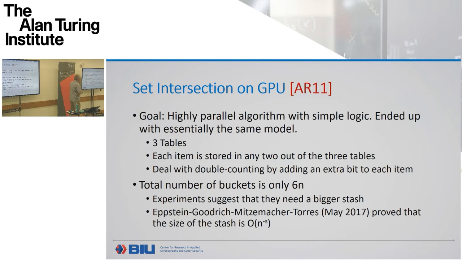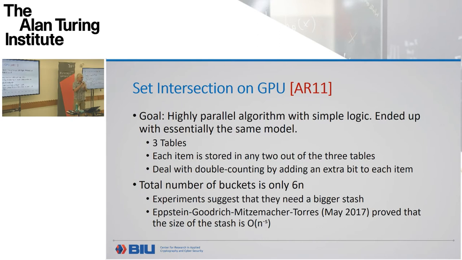Now, there's another related work which we heard about recently. This is also work of Rasmus Pagh and a student. They were trying to do intersection with GPUs, and they used a similar model. They had three tables, and they used a variant of Cuckoo hashing where each item had to be put in two out of the three tables. We had four tables, and you had to put it either in this two or in that two. They had three tables, and you have to put it in two out of the three.